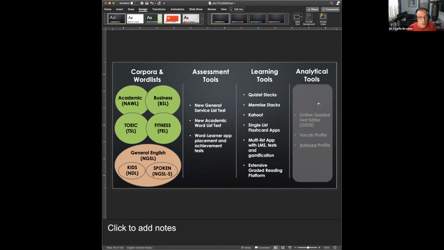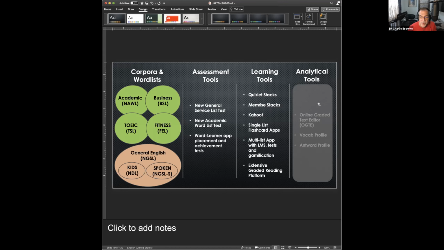So what I'll just quickly mention to you is that for the learning tools, we do have Quizlet. It's on Quizlet. Memorize is another free flashcard program, and it's up there as well. I use Kahoot a lot, which is a very nice interactive quiz game that you can do with vocabulary words. The single list flashcard apps are like my NGSL Builder, NAWL Builder. The multi-list app is called Word Learner.